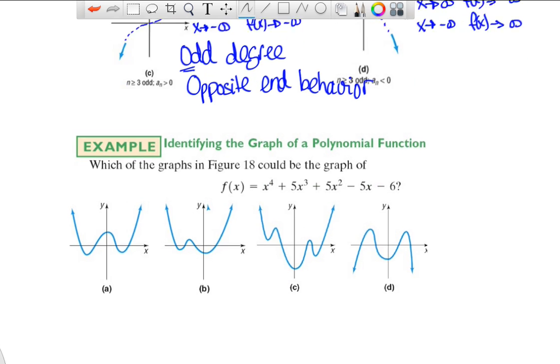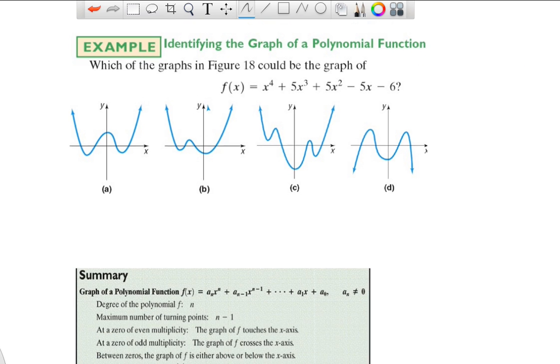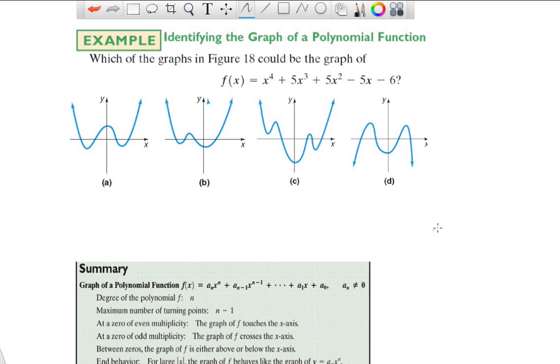Okay, let's see if we can use that to sort of figure out what in the world is going on over here. So which of the graphs in figure 18 could be the graph of, so this is an x to the 4th. So an x to the 4th, that's an even degree, right? So we have the same end behavior.